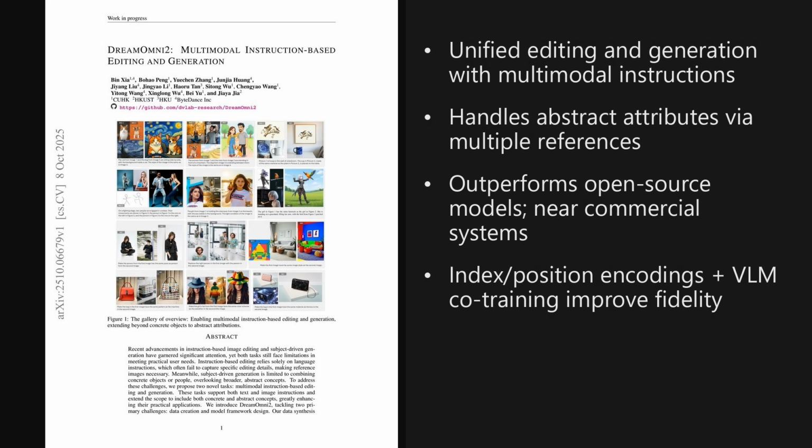Wrapping up, 2 takeaways stand out. The system unifies editing and generation with multi-reference control, reaching strong human-judged quality, and the simple index encoding with position shift plus vision language model joint training clearly boosts reliability on abstract attributes. The broader implication is more faithful, user-steered visual creation at scale.